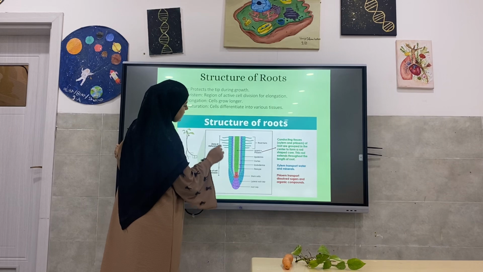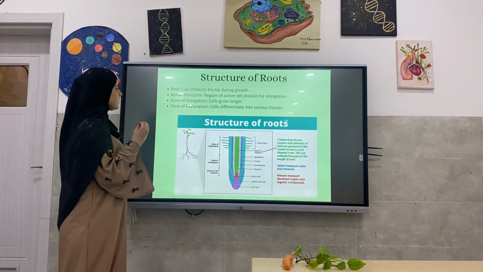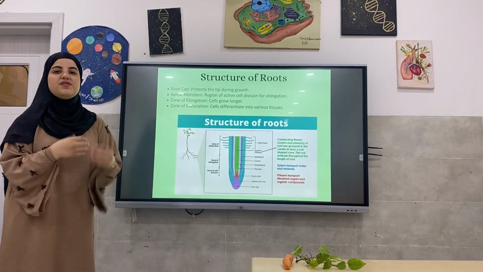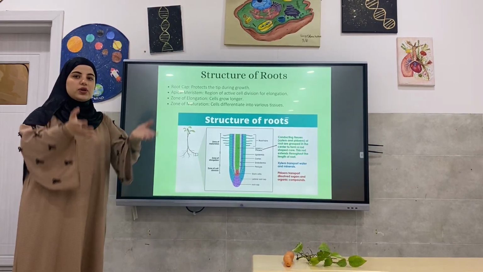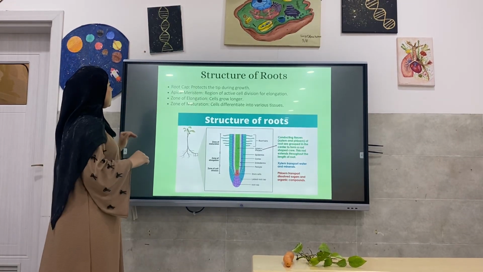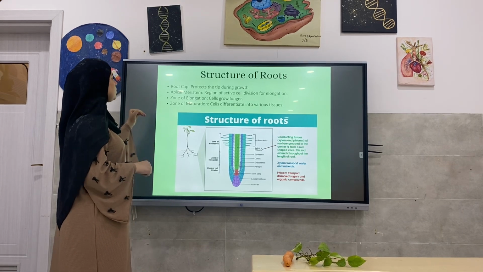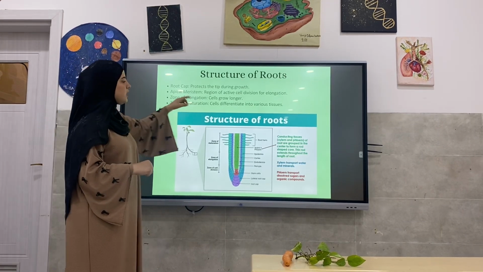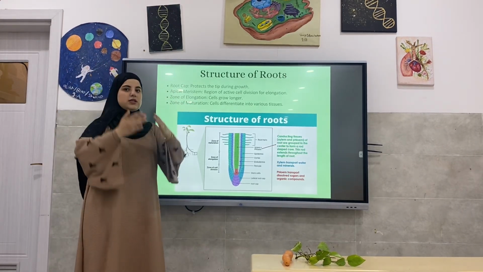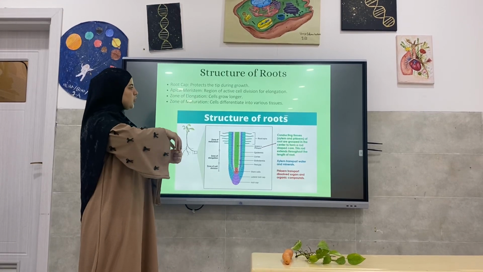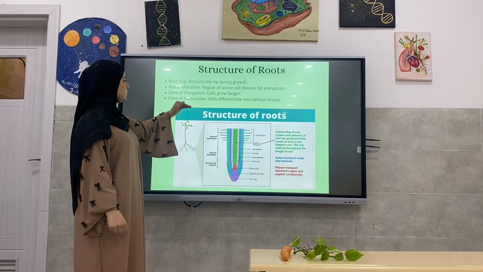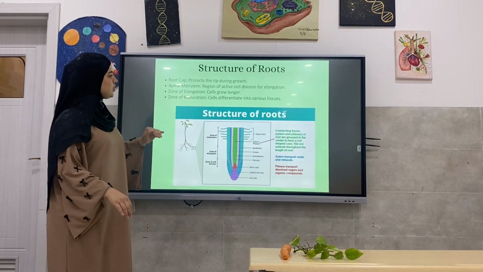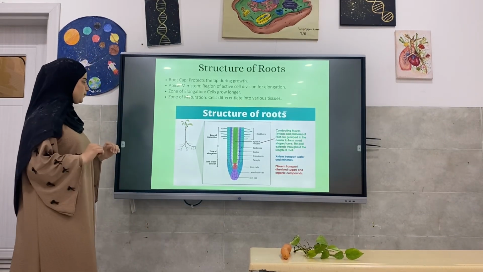It means the apical meristem is important for active cell division, for elongation of the root. And zone of elongation, what do you mean by zone of elongation? Cells grow longer. It means cells should be growing longer. And zone of maturation, cells differentiate into various tissues.